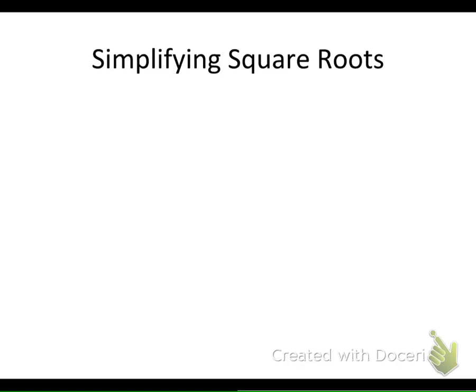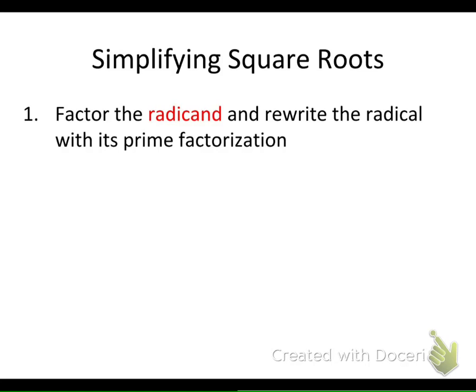So step 1 for simplifying square roots. The first thing that you're going to do is factor the radicand, and rewrite the radical with its prime factorization. I'm going to show you what that looks like in just a minute. But we already know how to factor. So we're really only learning one new thing today, because you guys know how to factor. You know how to find pairs. The only thing you're learning new today is if it's not a perfect square.